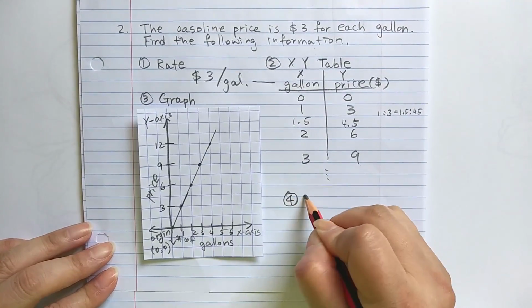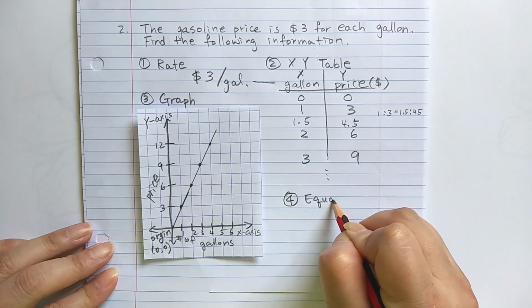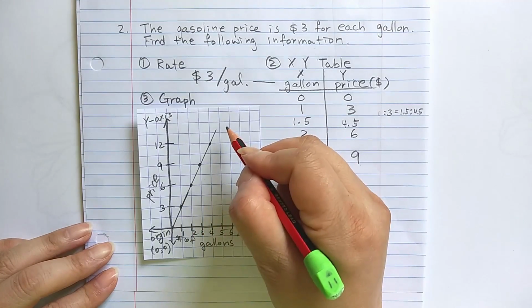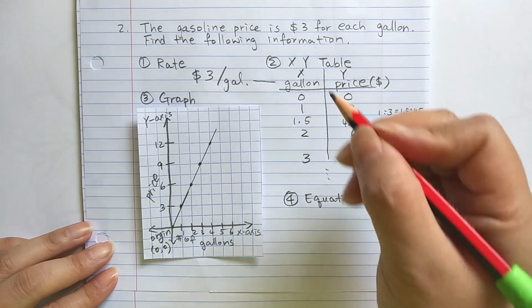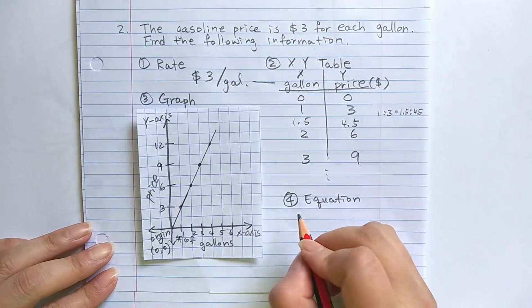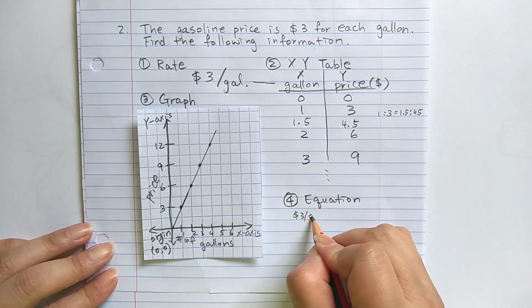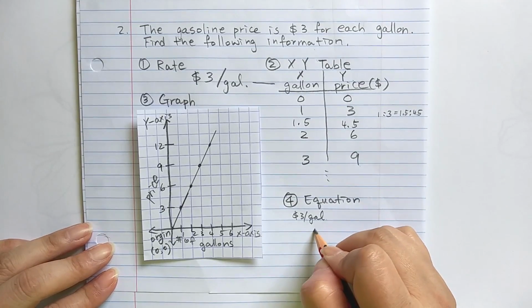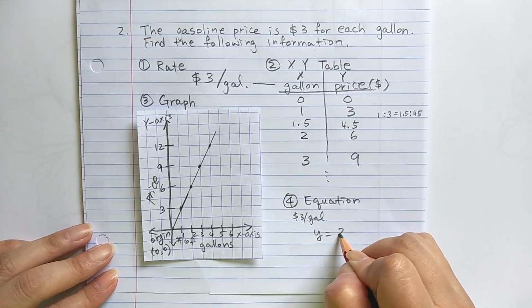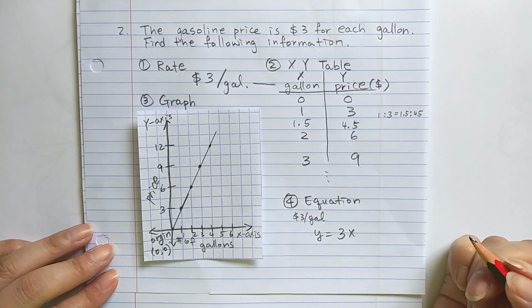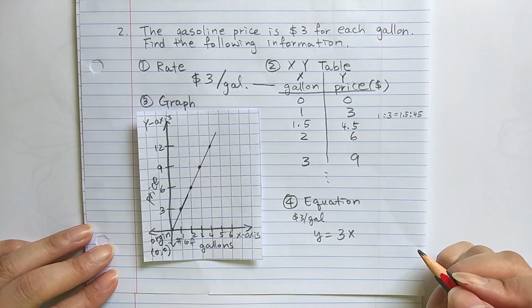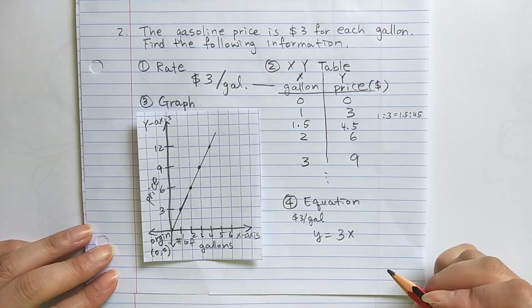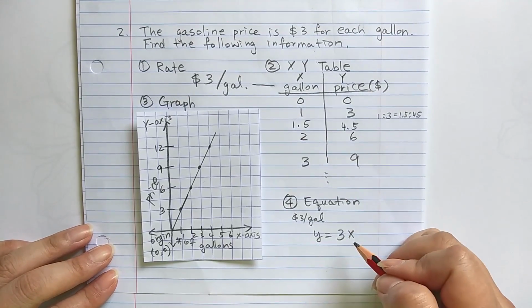Let's find the equation. The equation of this line is, if you look at the rate, it is $3 per gallon. The equation of the line is y equals 3x. That's it. Is that going to be always this simple? No, but in this case, it is this simple.